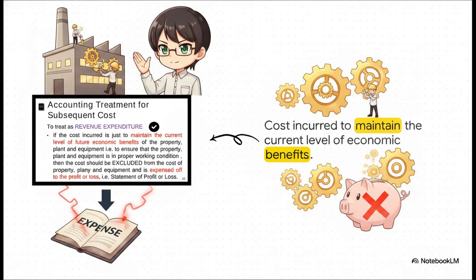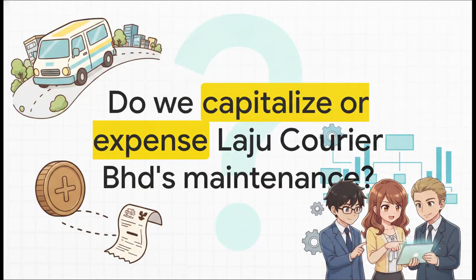Guys, a very common trap in exams is seeing a cost that merely maintains the current level of future economic benefits. If you're just paying to ensure the property, plant, or equipment stays in proper working condition, it absolutely does not get added to the asset's value. Instead, it is excluded from the asset cost and expensed off immediately in the statement of profit or loss, the SOPL. Let's look at another cute business scenario just to lock this concept in.